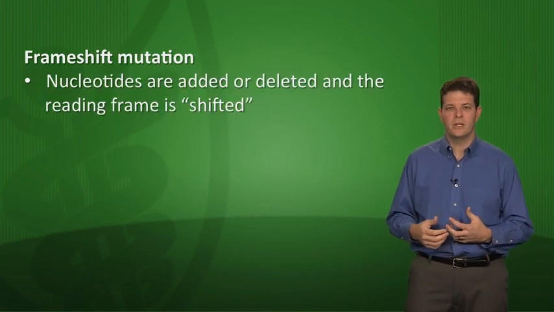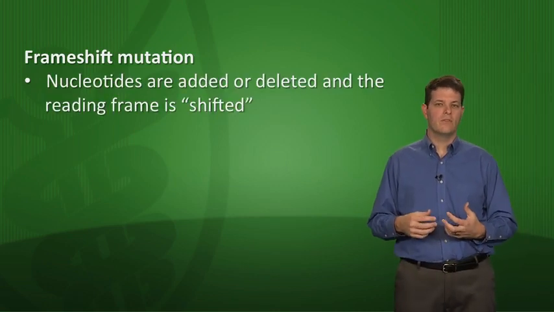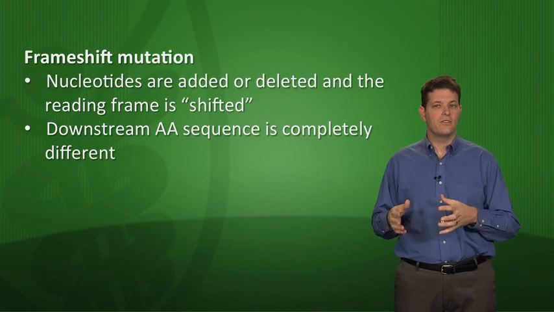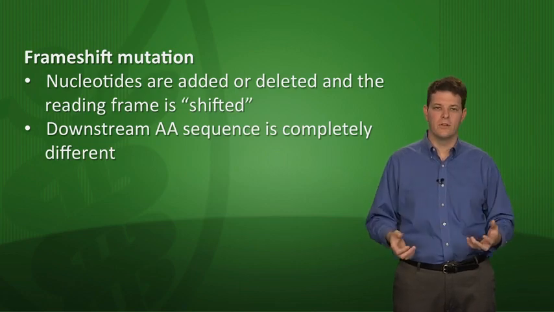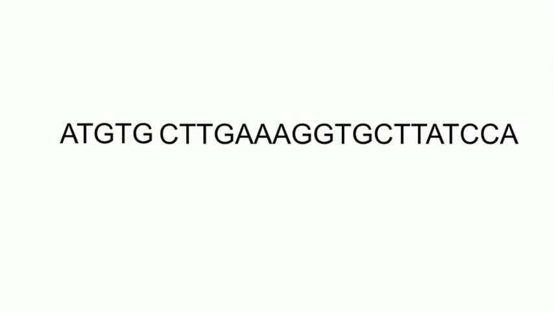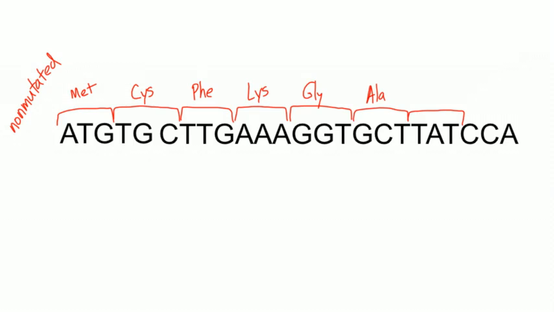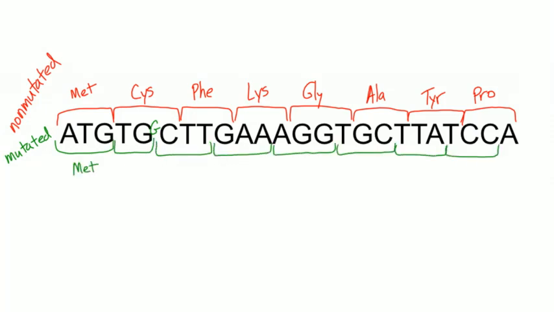And then a frameshift mutation is where nucleotides are added or deleted, and the reading frame is shifted so that the downstream amino acid sequence is completely different. So look at this example. If the original non-mutated genetic code looked like this, the amino acid sequence would be this. But if you add a single base here, that completely shifts the reading frame so that the amino acid sequence is completely different. So that's a frameshift mutation.